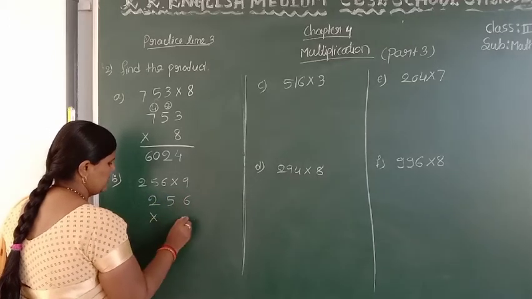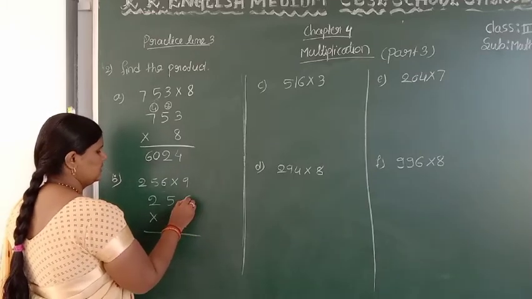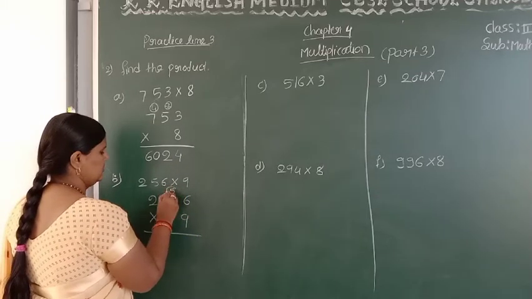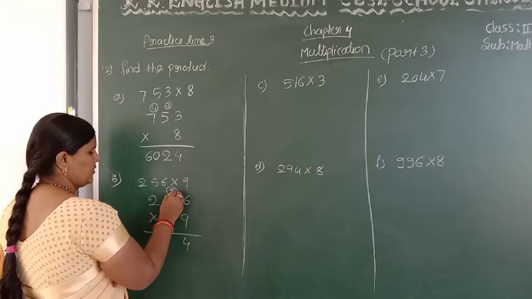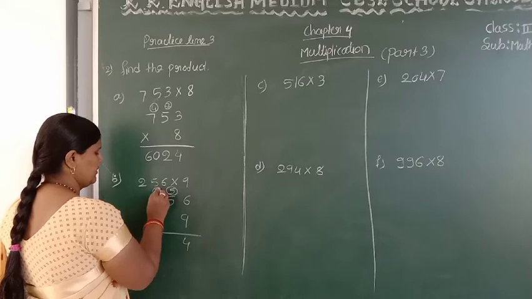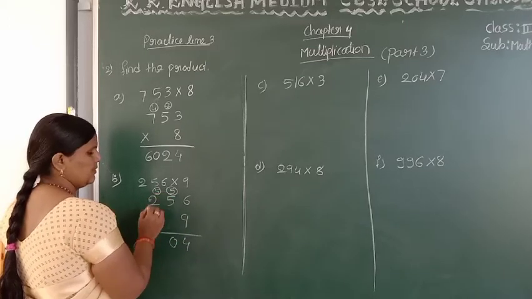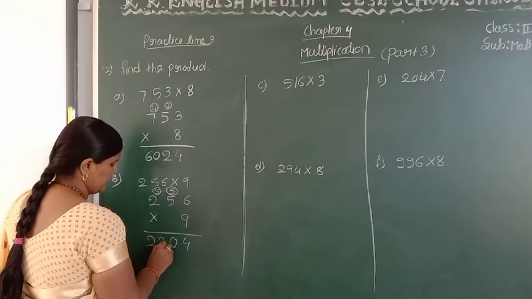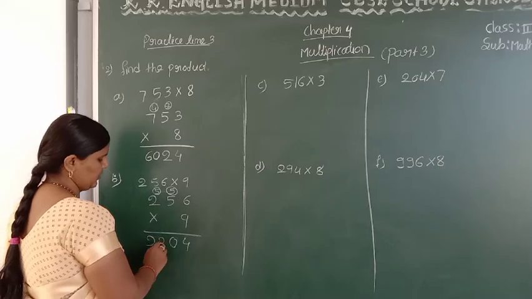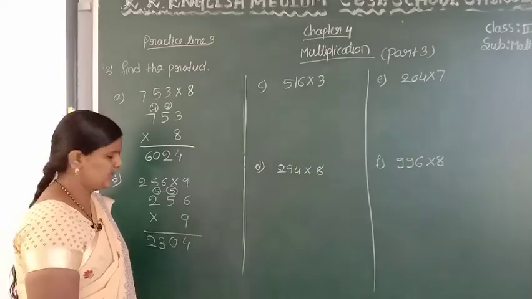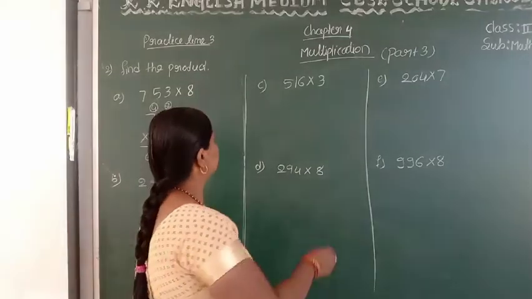Next, 2056 into 9. 9 6s are 54, write 5 here and 4 write. 9 5s are 45, 45 plus 5 is 50, write 5 and 0. 9 2s are 18, 18 plus 5, 23. Okay, 2304. Answer is 2304.